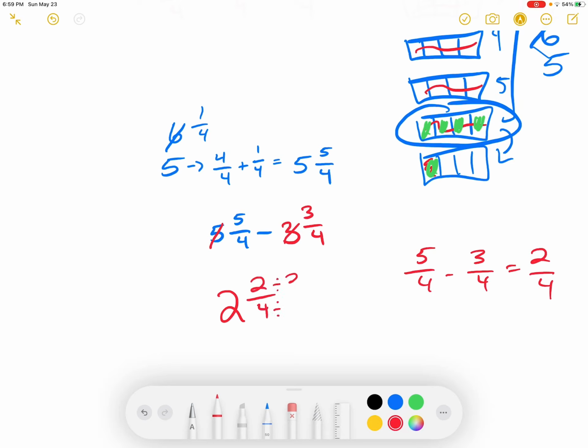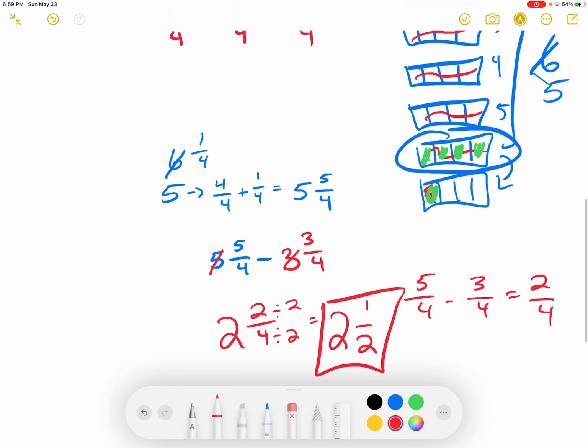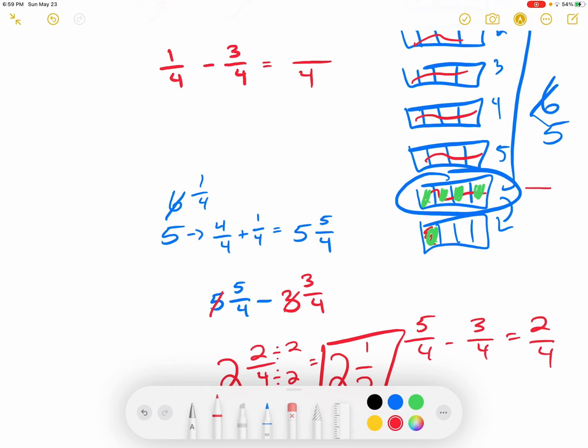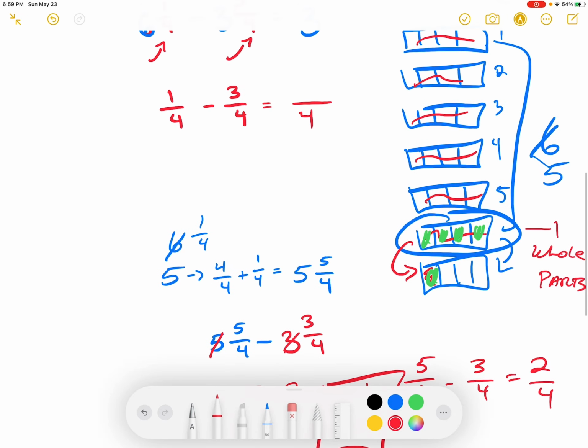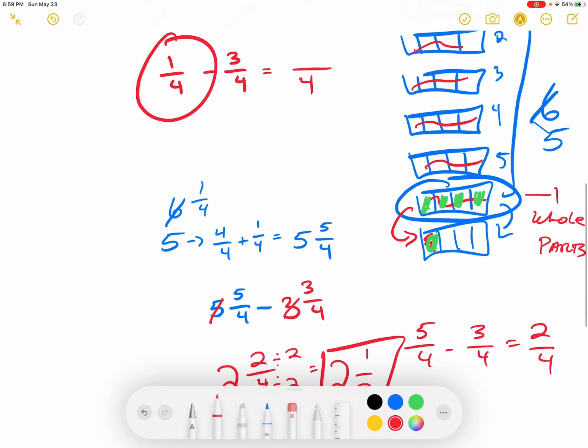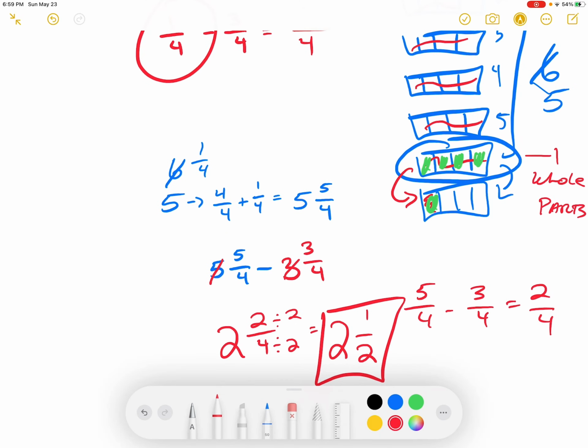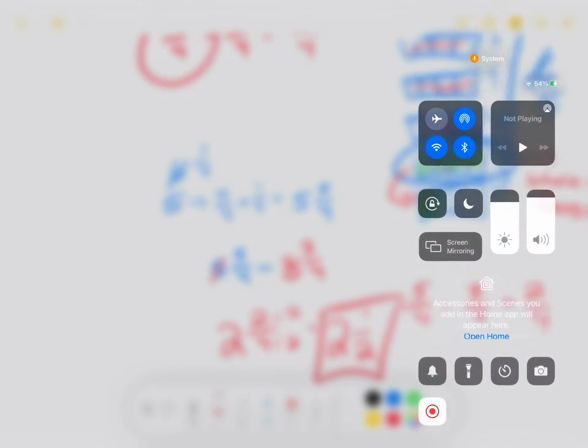And so I'm going to have 2 and 2/4, but I can divide by 2 because they have common factors. And I'm going to get 2. 2 divided by 2 is 1. 4 divided by 2 is 2. So I'm going to get a total of 2 and 1/2. And just because I could literally turn one of these wholes into its parts and then use those parts to add to the one that did not have enough, the 1/4, and I made it 5 and 5/4, which is really the same thing.